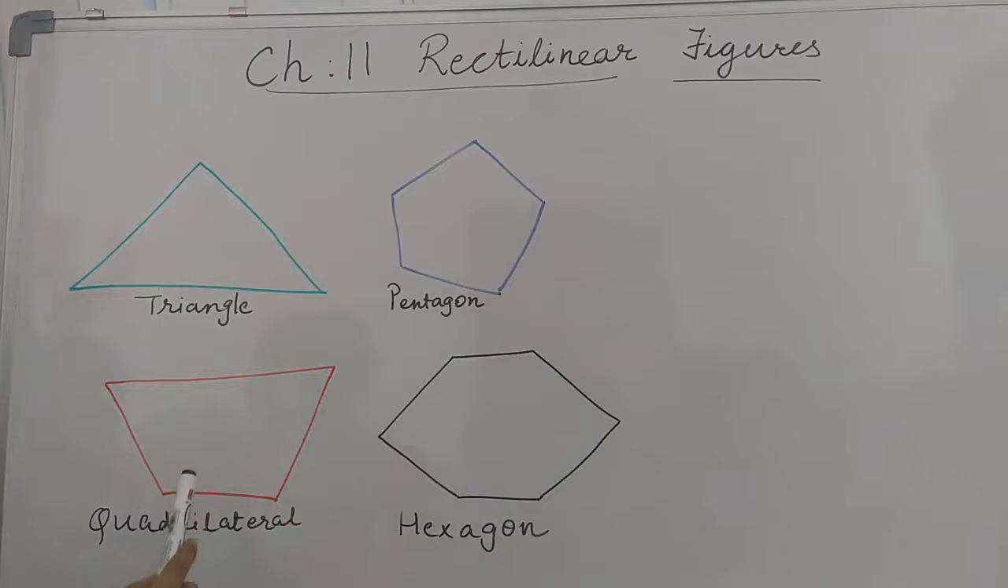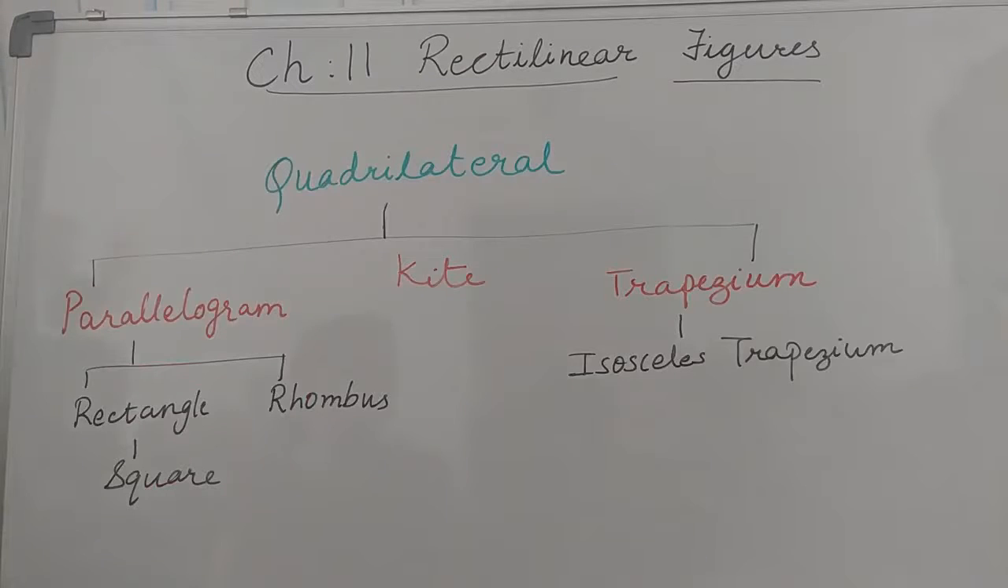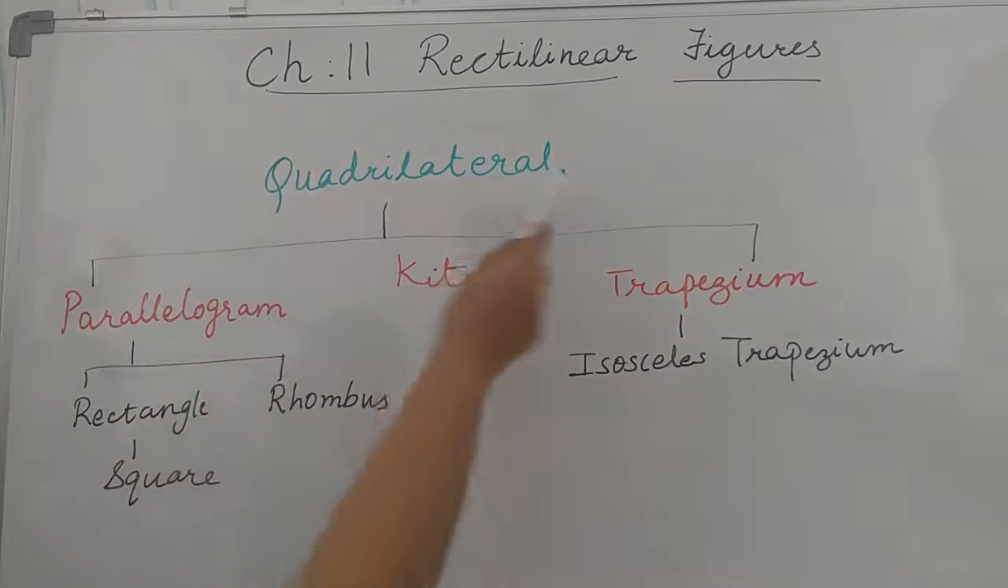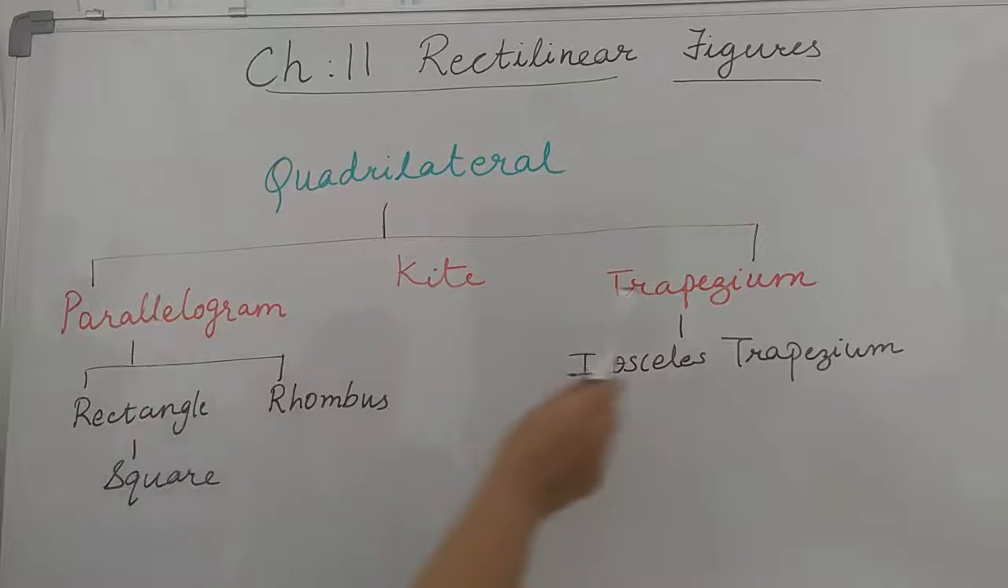In this chapter we are mainly going to study quadrilaterals, meaning any 4-sided figure. If we join the opposite angles with a straight line, they are known as diagonals. So this is the quadrilateral with 2 diagonals, 4 sides and 4 angles. Now here I have drawn a flow chart of quadrilaterals. Here we are going to study the different types of quadrilaterals.